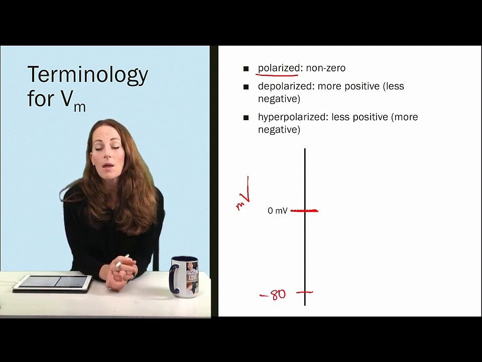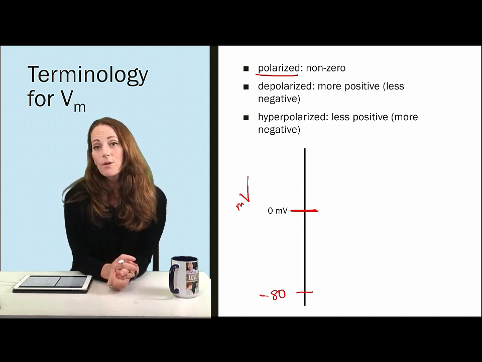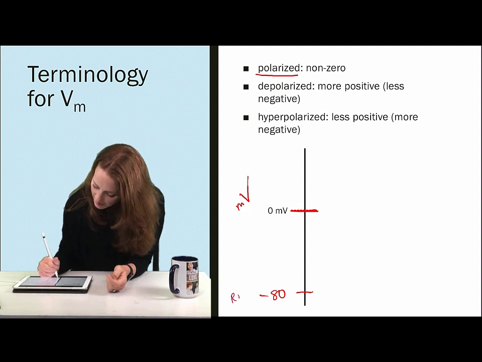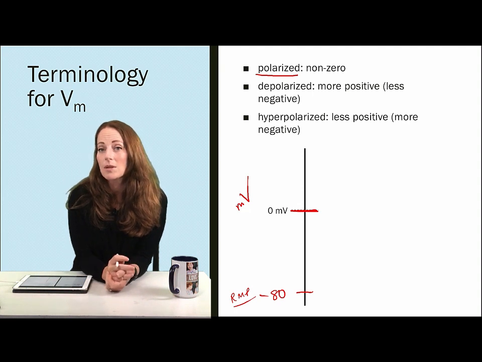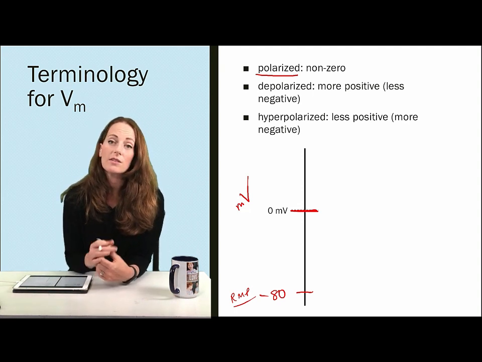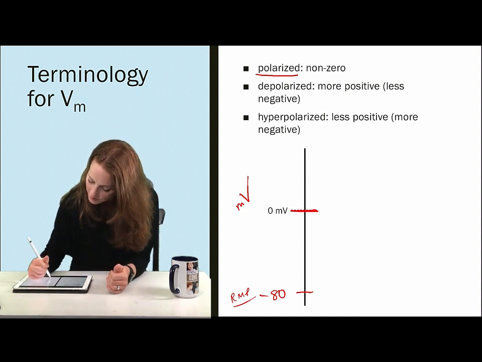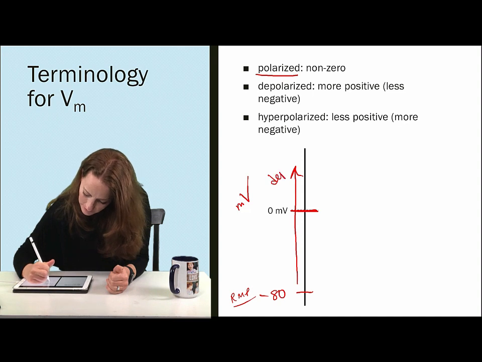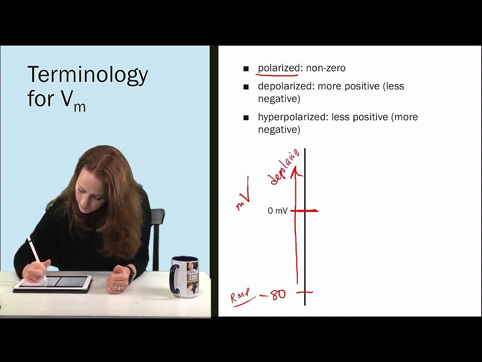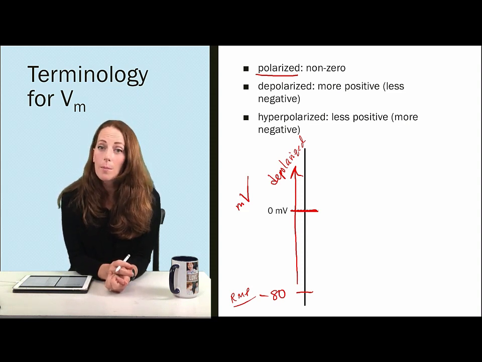So that's very polarized in the negative direction away from 0. So if our resting membrane potential is -80, now we can compare all other time points to that resting membrane potential. If a membrane potential during a stimulus moves more positive from the resting membrane potential, meaning on this graph that it would move up, we would say it's depolarized, or moving towards 0 and even past 0, more positive.